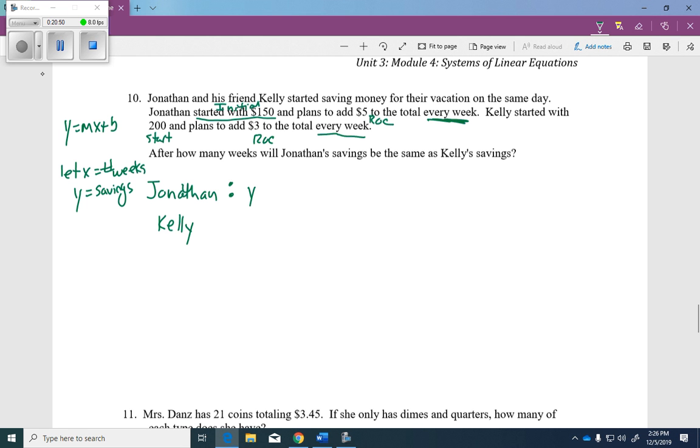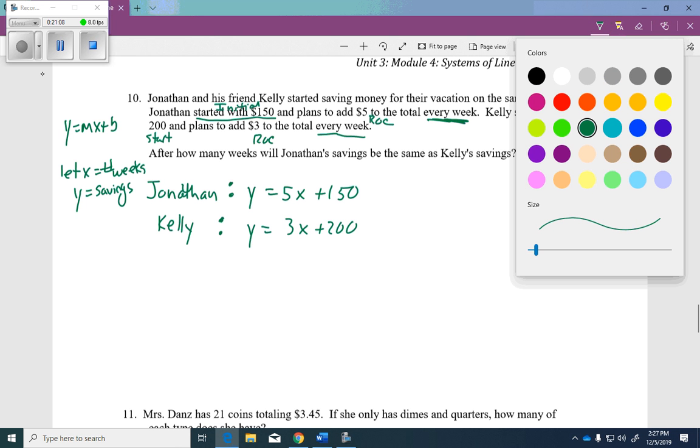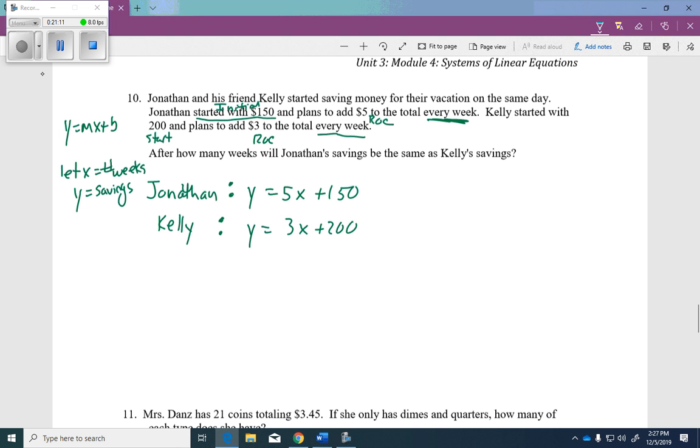So for Jonathan, we're going to write y equals 5x plus 150. Because remember, this is the rate of change and this is the starting amount. For Kelly, we'll say y equals 3x plus 200. Now this is a system because there are two equations, and we do have y by itself, so this system would be nice to solve by substitution.